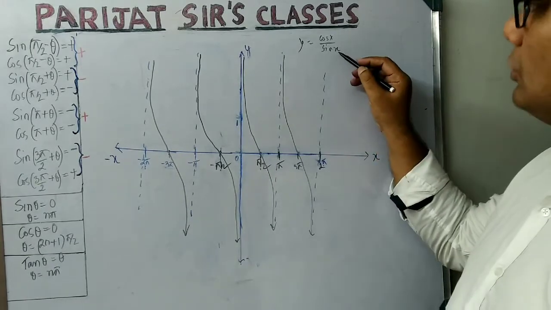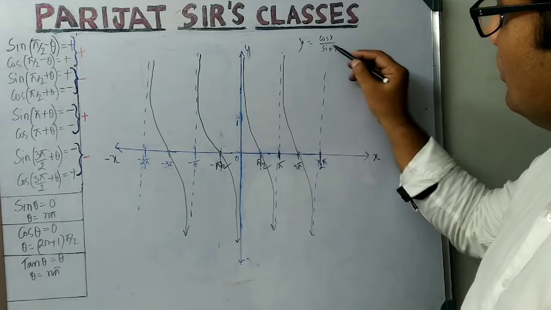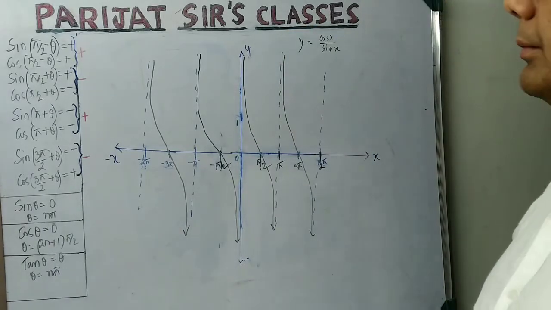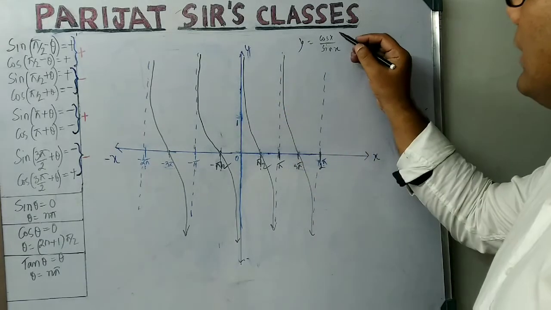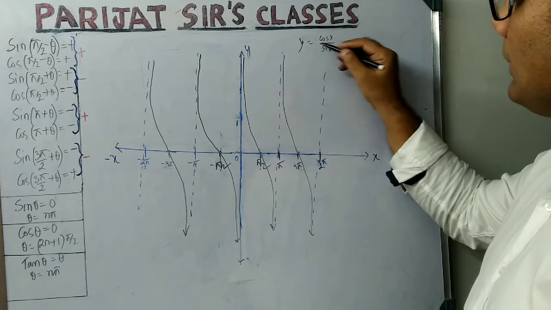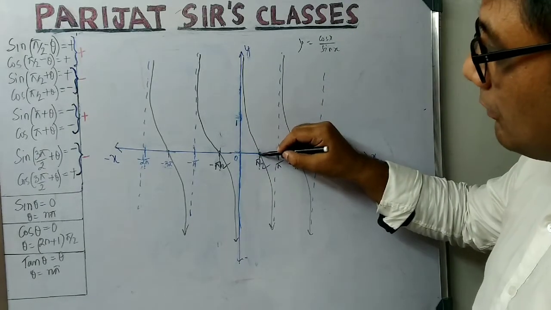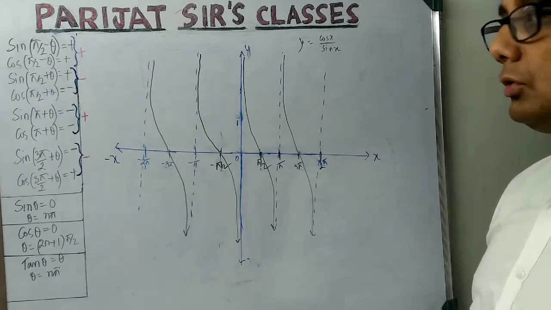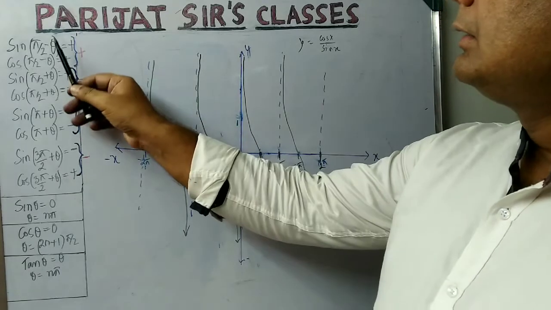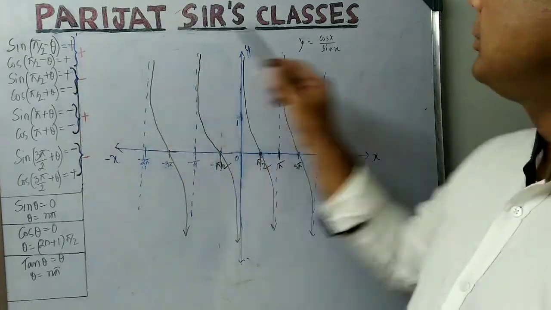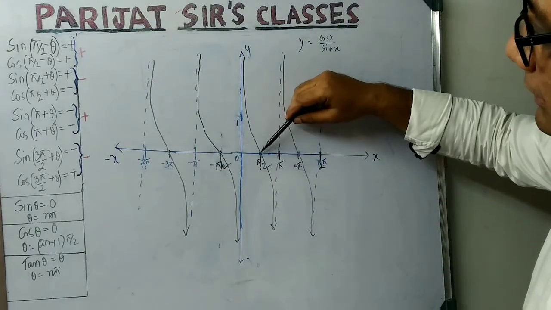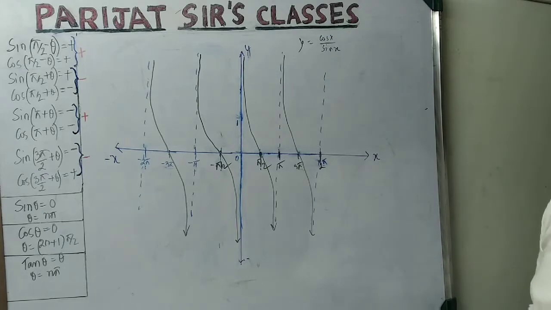So see, if sin is 0, the function, 1 by 0, tends to infinity. And when cos is 0, when it is pi by 2, cos pi by 2 is 0, so the value of y is 0. Now watch here. If I take pi by 2 minus theta, sin and cos both are positive, so the result is going towards the positive.